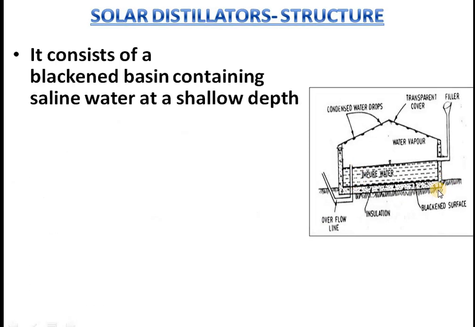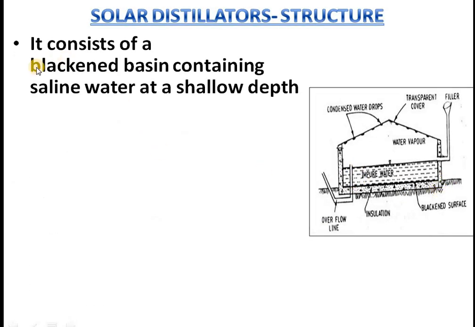Other details of this still are like this. There is a blackened basin. The basin bottom part should be blackened. It is simply to retain the heat energy absorbed. If it is black, it can easily maintain the temperature. That is the spirit of keeping it black.